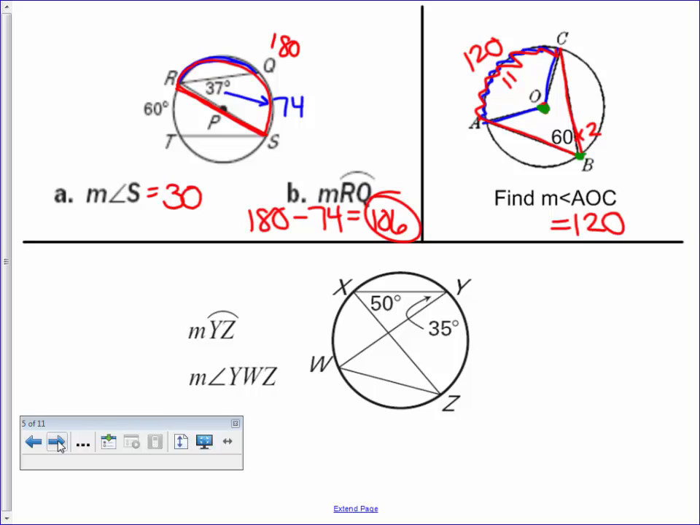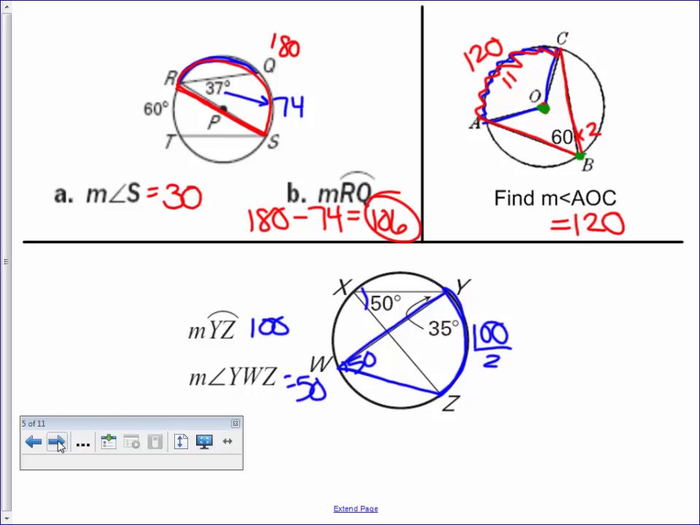All right, last one down here, we're going to try to find the arc YZ. Well, that angle that opens up to it is 50. So 50 times 2 gives us 100 for the arc. Okay, I'll erase that work. Now we're trying to find the angle YWZ. Well, if you notice, it opens up to that arc. Well, we just found that arc to be 100. So divide by 2 and you get 50. This is actually that hourglass looking shape that we just looked at.